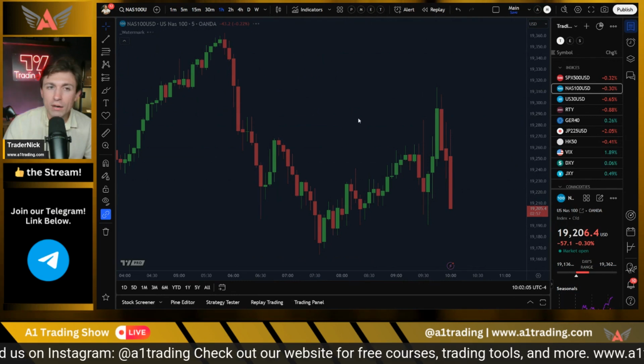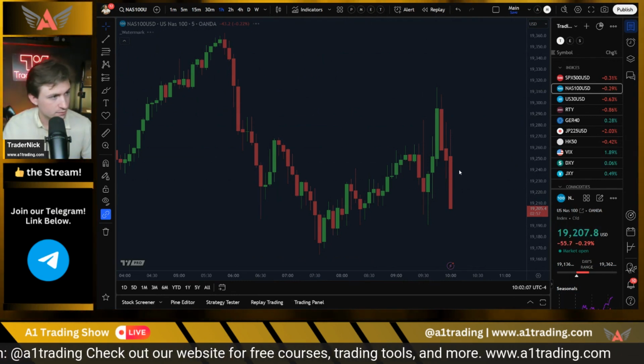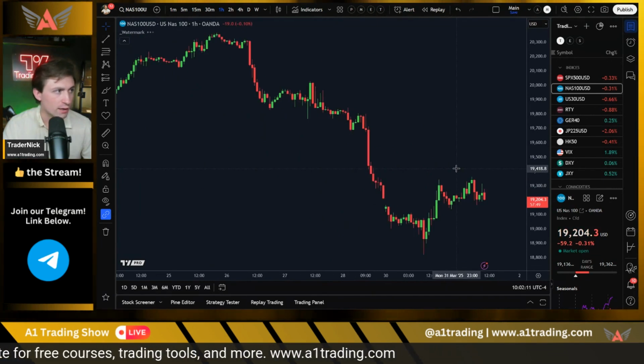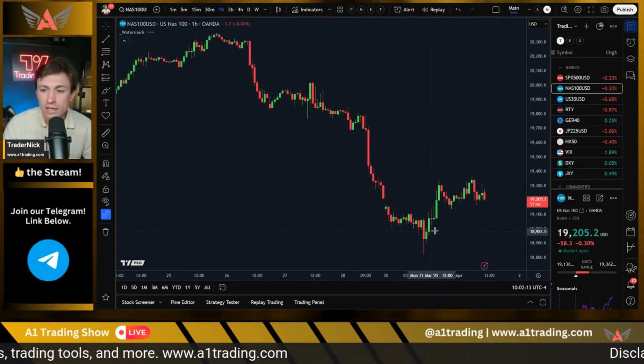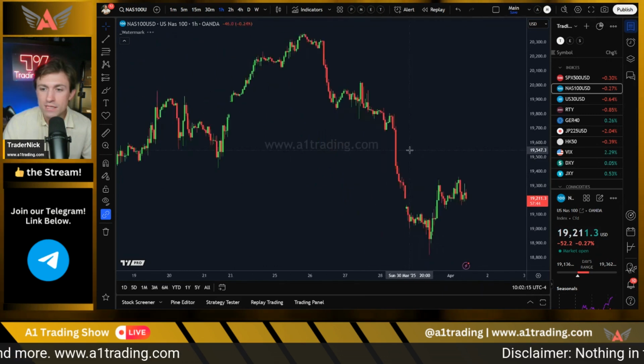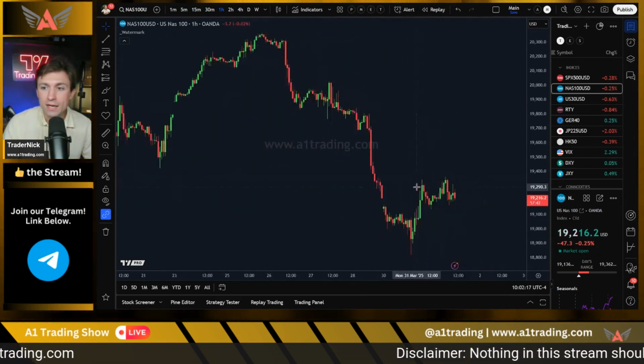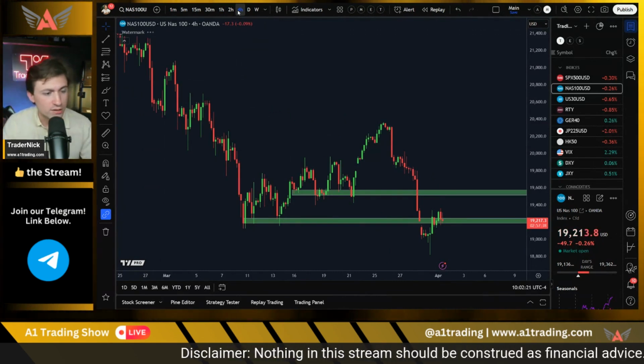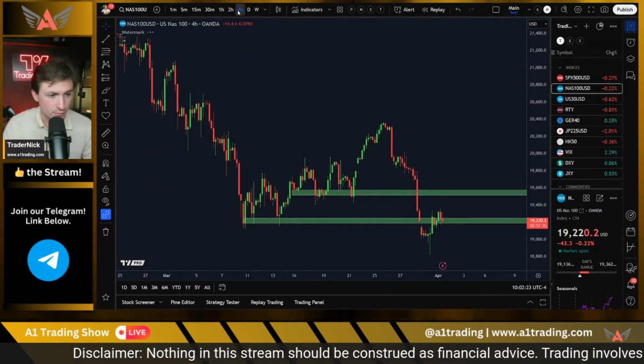Here's your 1 hour chart. If it will load, there it is. You can see 1 hour chart pretty unchanged for NASDAQ. Huge slide here recently. Bounced back a little bit towards the second half of the day yesterday, but still, it's been a rough couple weeks for markets here.